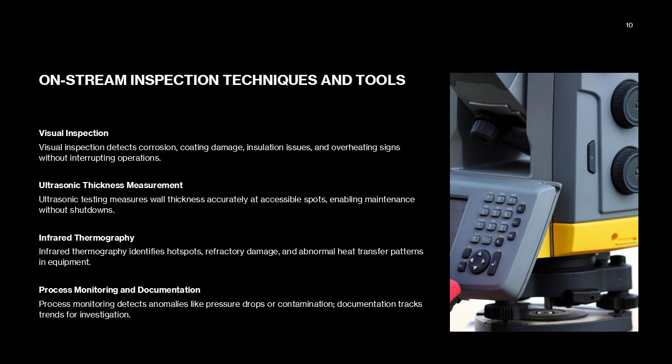Inspectors may also rely on process monitoring systems to detect pressure drops, temperature anomalies, or product contamination that could indicate internal damage. Proper documentation of findings and comparison with historical data are essential to identify trends and trigger further investigation if needed. Preparation and safety for internal inspection, internal visual and NDE inspection activities.